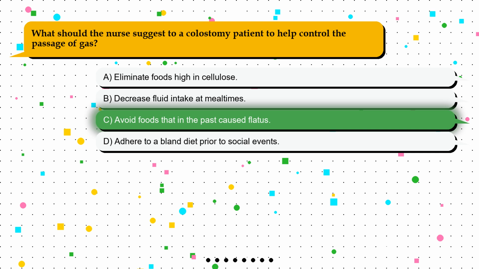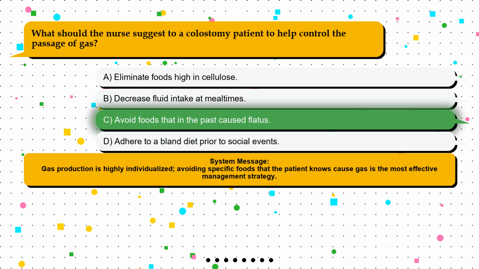The correct answer is option C. Avoid foods that in the past caused flatus. Gas production is highly individualized. Avoiding specific foods that the patient knows cause gas is the most effective management strategy.